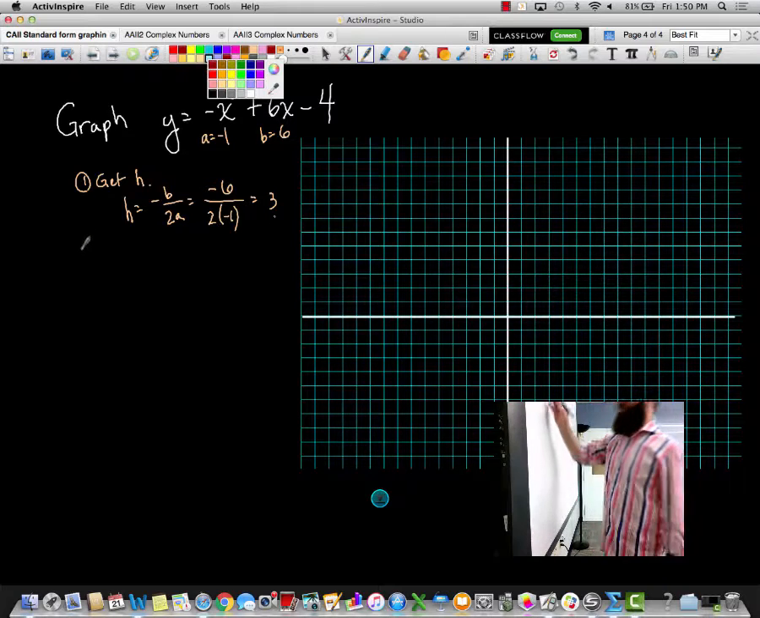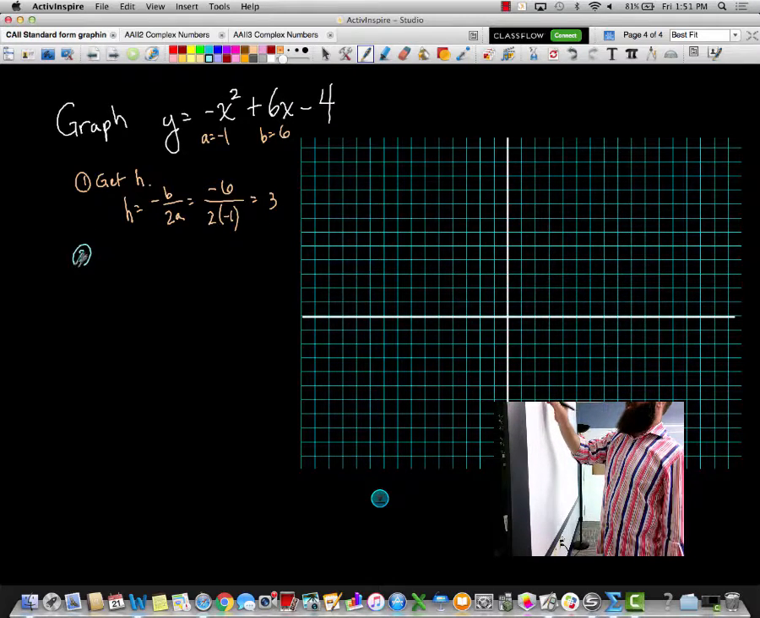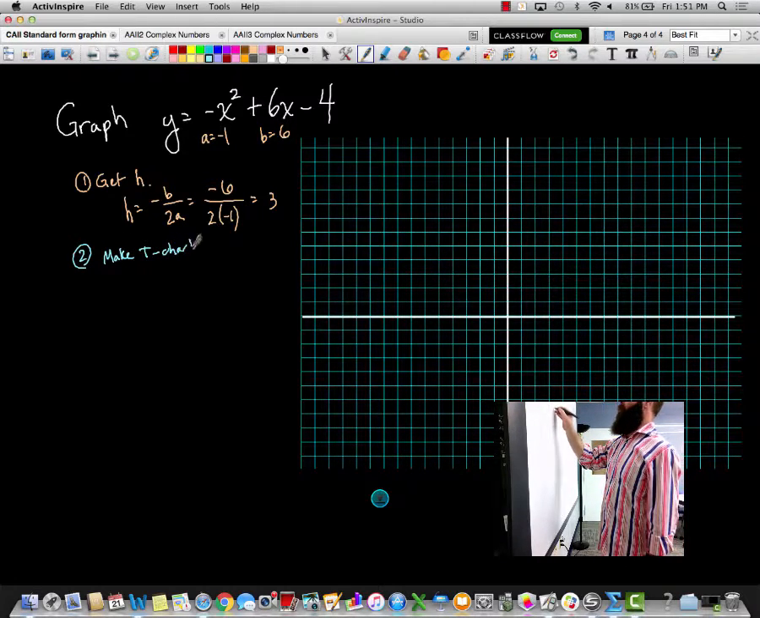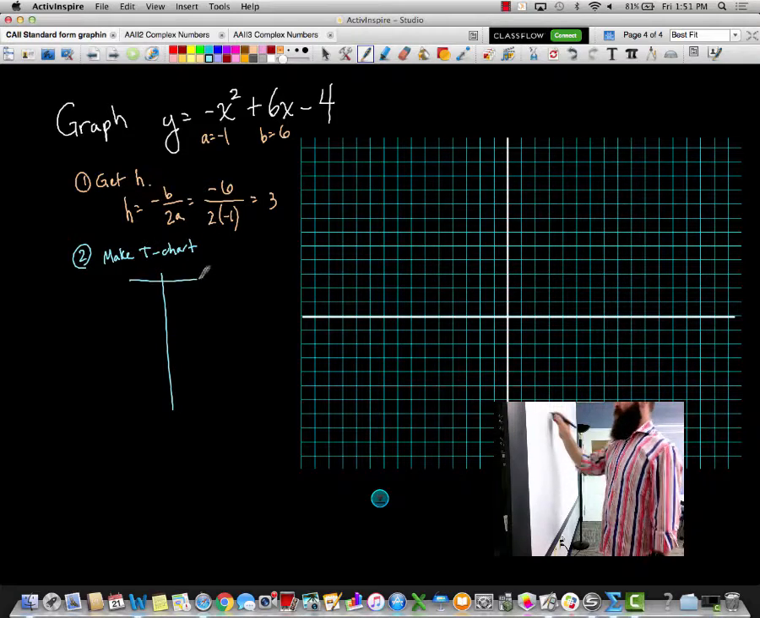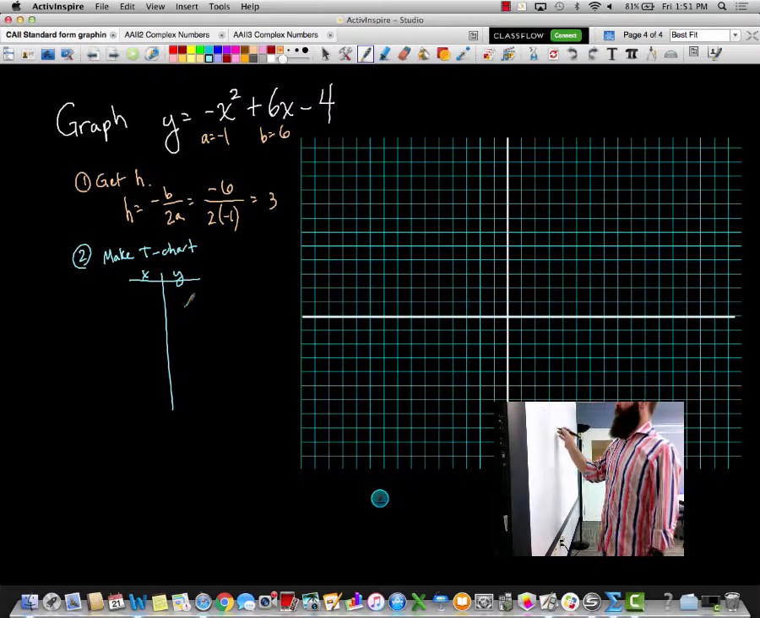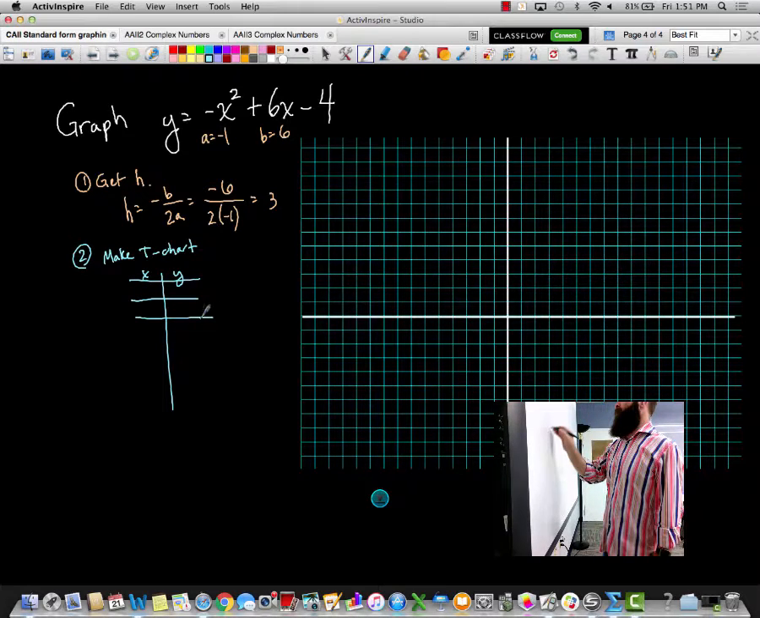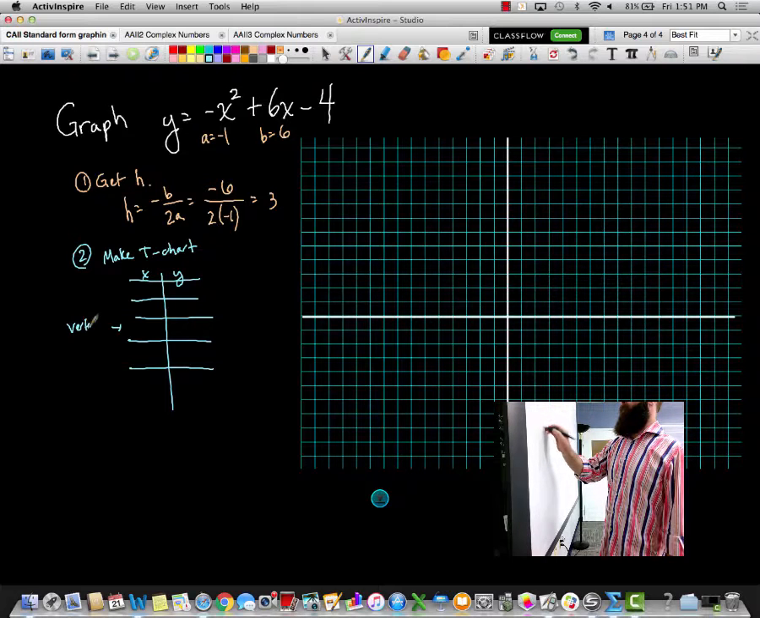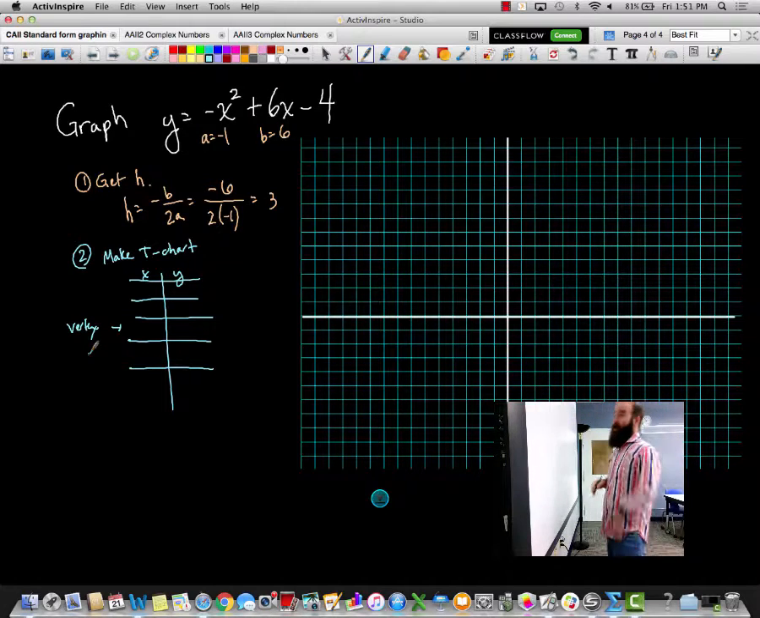So now I'm going to make a t-chart. And when I make this t-chart, remember I need 5 points, and the vertex is going to go in the middle.